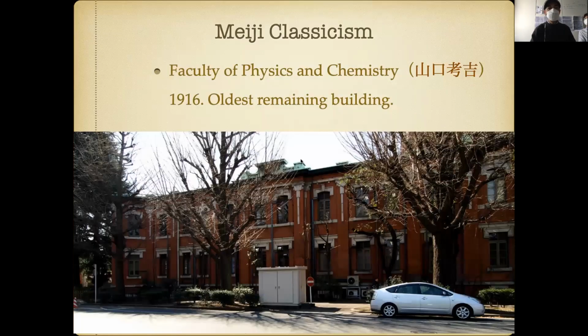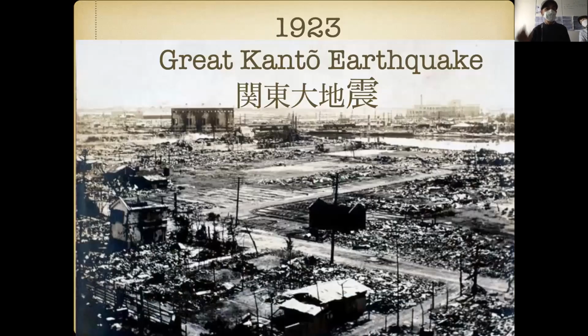Well, we have the oldest remaining building from those days. It's 1916. It is the Faculty of Physics, and it still is there, so you can visit it. This is really, really French European style. But in 1923, the big earthquake. Many of those buildings were basically masonry. It was not a good idea, right?